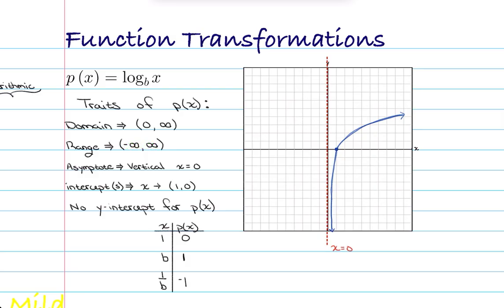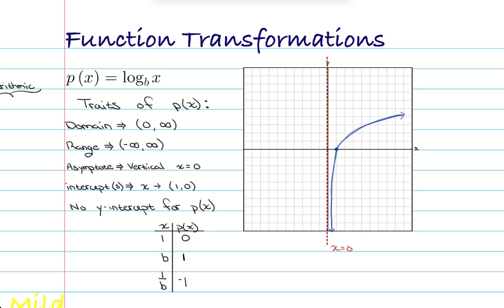Instead of a horizontal asymptote like we have in exponential functions, we will have a vertical asymptote now. Remember, that needs to be in equation form, so that will be x equals 0. Our intercepts: there is an x-intercept now, no y-intercept. The x-intercept will be at (1, 0), so that'll be a point that we can shift around when we transform.